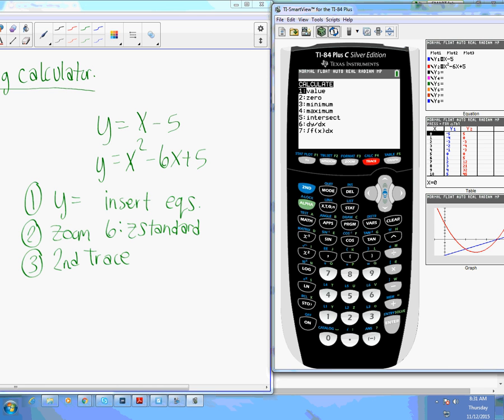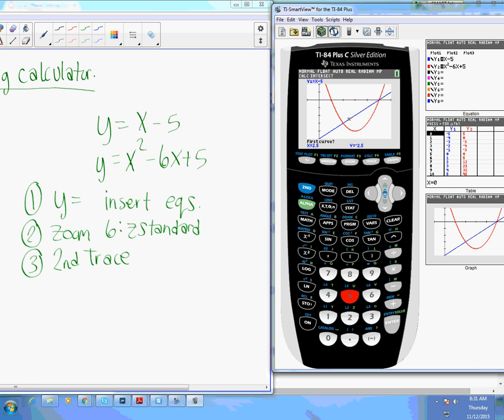The first one calculates any x value, and it'll say the y value. The second one gives you zeros. What's another name for zeros? It's a very test. Roots. X-intercepts. And solutions. Then we can get minimums and maximums, but the one we want is number 5. What does it say? Intersect. So push number 5.